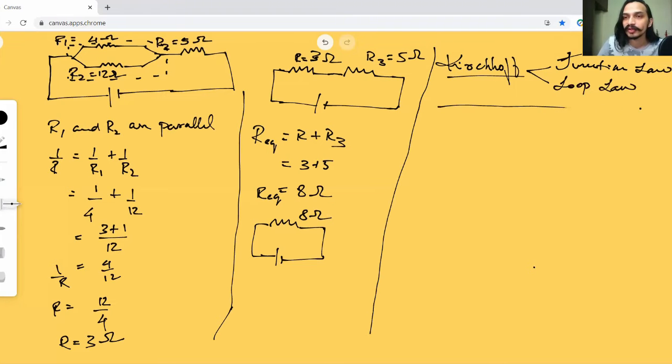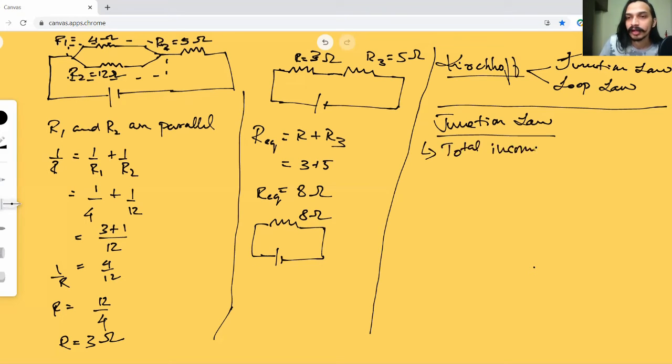So let's go through the first one, that is called junction law. Now, what does this junction law by Kirchhoff tell us? It says that total incoming current at a junction is equal to total outgoing current from that junction.